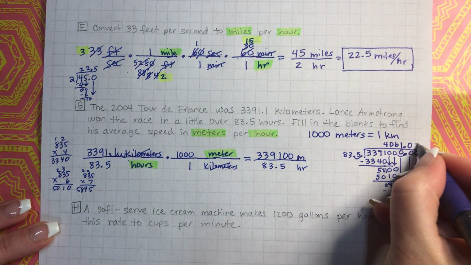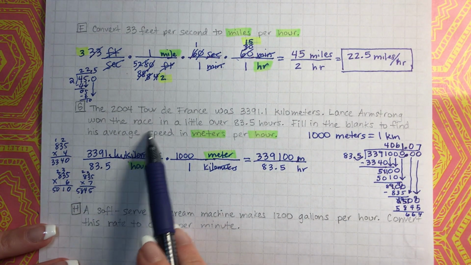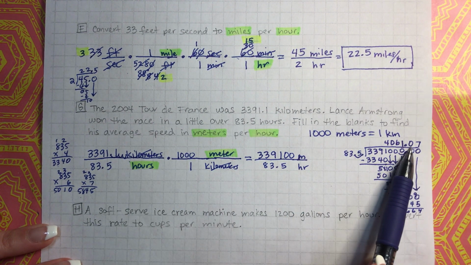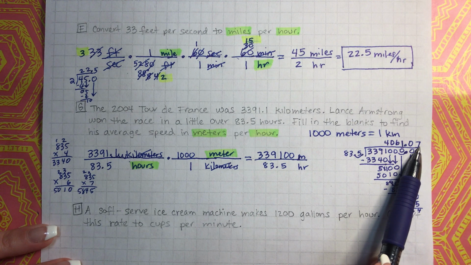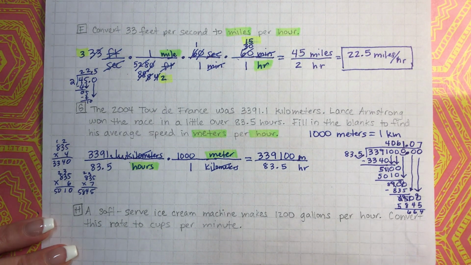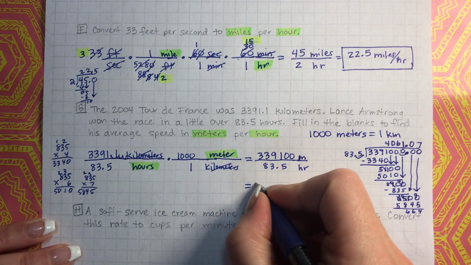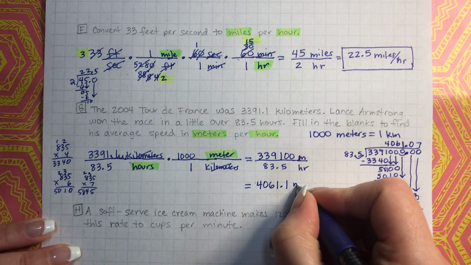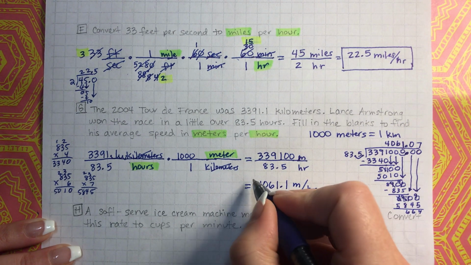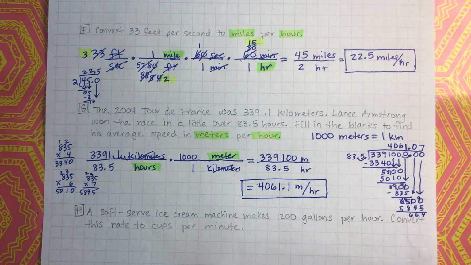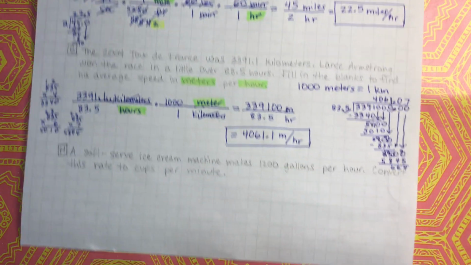7 times. Okay, so at this point, it didn't really say how far we had to go, so I'm just going to round it to the nearest tenth, which means I would go to the 100th, and then that would round this up to a 1. So that means my answer is going to be 4,061.1 meters per hour. Okay, so that's how fast he was going. Perfect. Okay, on to our last one.